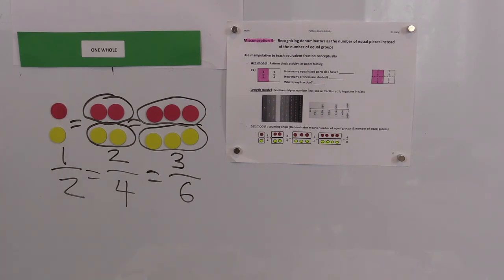So in the set model, equivalent fraction means the same ratio. Okay, so in the area model, they have the same area, the same size. In the length model, they're the same in length. That's the equivalent fraction meaning. Okay? That's it for the fraction misconception activity. Thank you for watching.